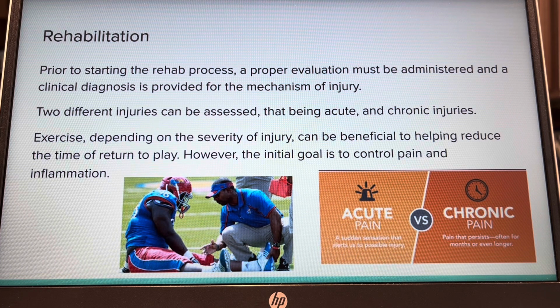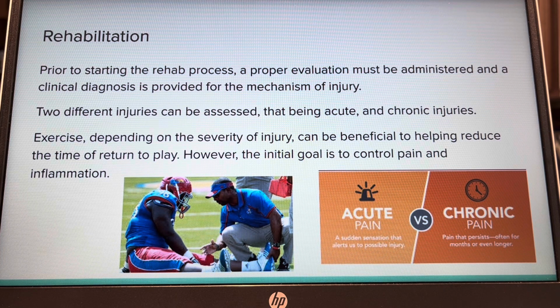And two different types of injuries can be assessed, that being acute, which is a single occurrence that can lead to an injury, and a chronic injury, which is something that is an overuse of a specific body part and can gradually increase the injury over time. And depending on the severity of the injury, exercise can be beneficial to helping reduce the time of play for athletes.